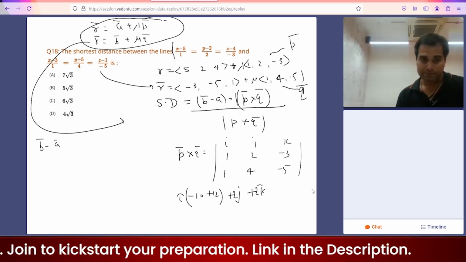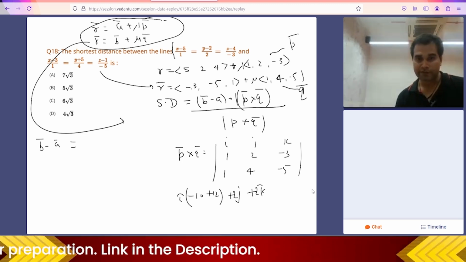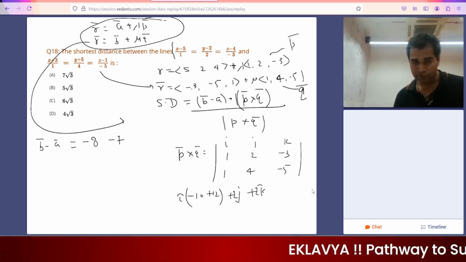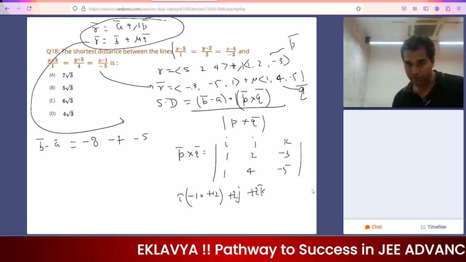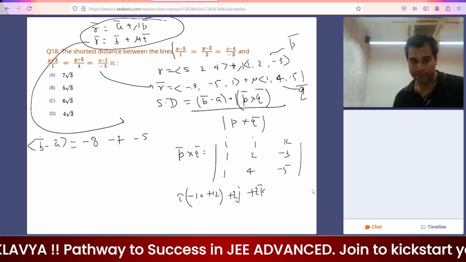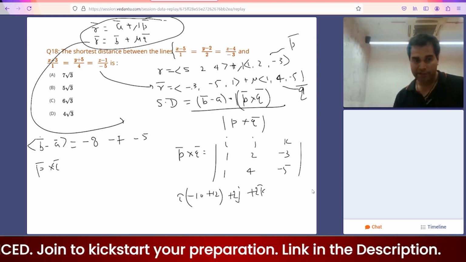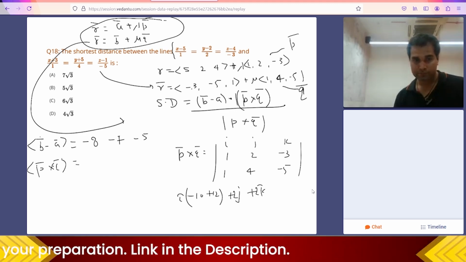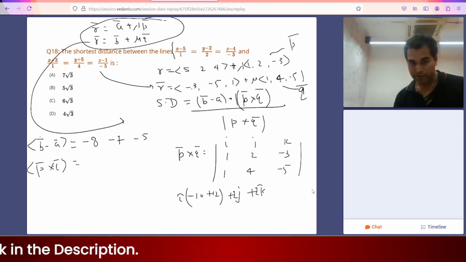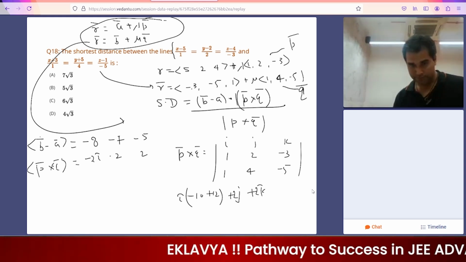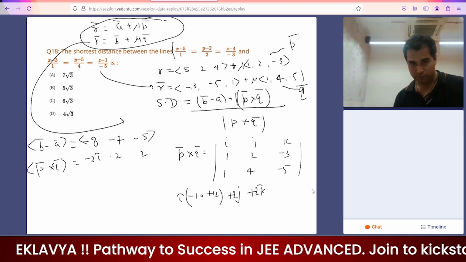And b minus a, here we will subtract: minus 3 minus 5, minus 8 minus 5, minus 2 minus 7, and 1 minus 4, minus 5. Here we will get b minus a, and here p cross q is minus 10 plus 12 minus of 2i plus 2j plus 2.